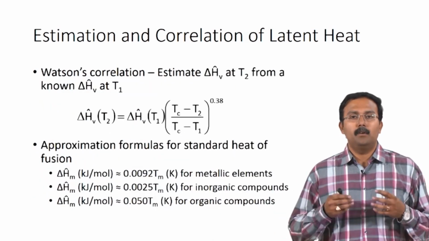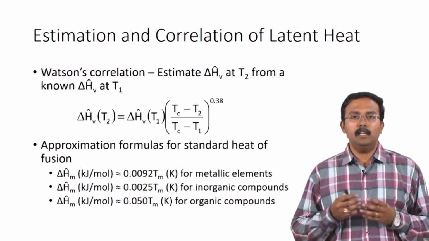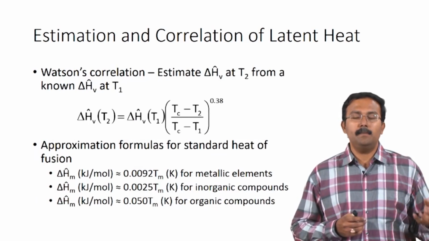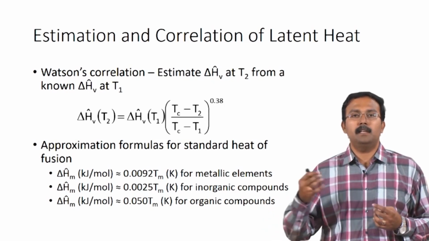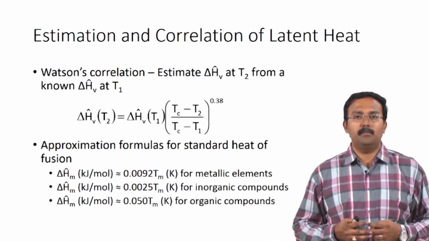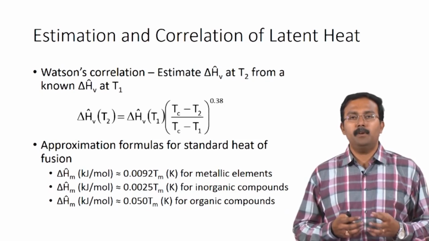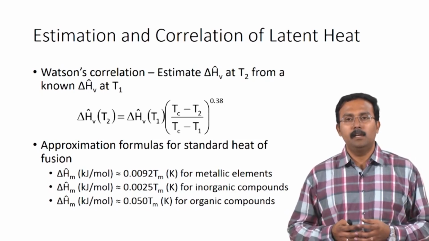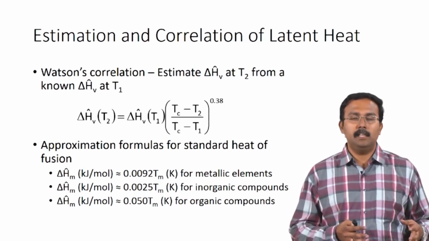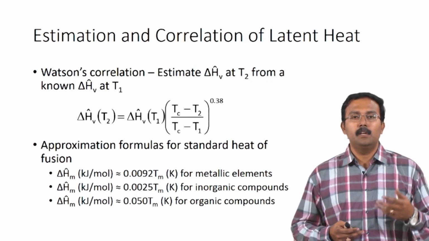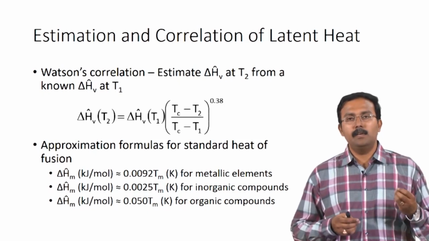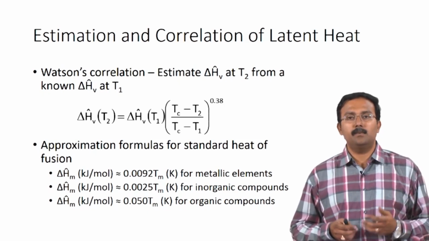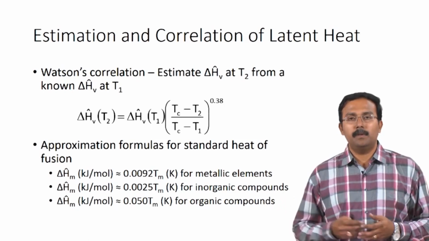Watson's correlation is another correlation that is used for estimating the heat of vaporization at a temperature different from the temperature for which you already have the heat of vaporization. If you have the heat of vaporization at temperature T1, you can calculate the heat of vaporization at a different temperature using Watson's correlation, which is given here. Again you would need to know the critical temperature for the component involved.